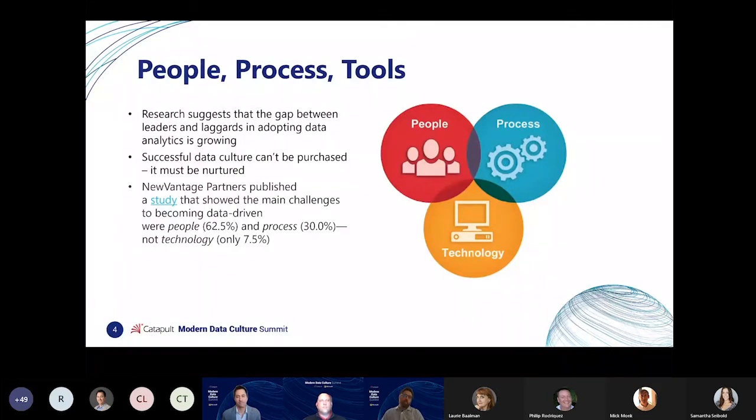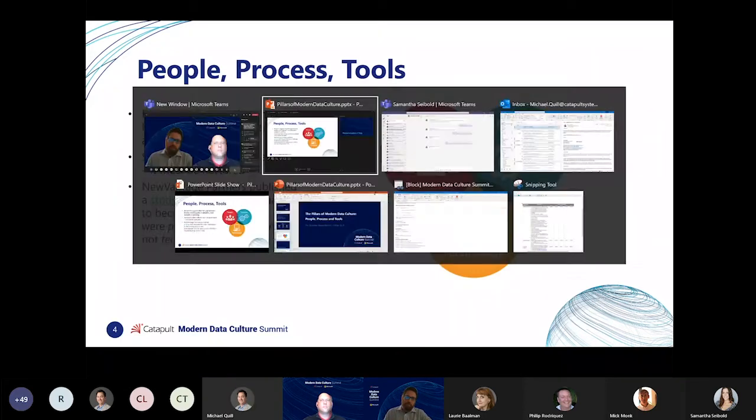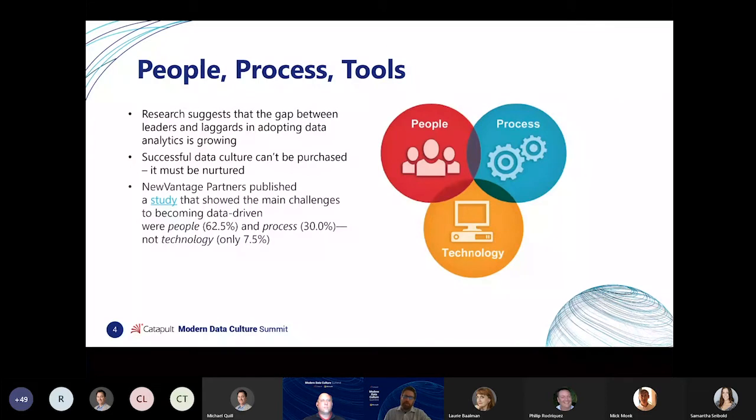So just to get us started here, we're obviously talking about the three pillars of modern data culture: people, process, and tools. In our keynote address, Erwin talked about how data is the number one workload going to Azure, and we're certainly seeing that in the makeup of our pipeline over the last year or so.